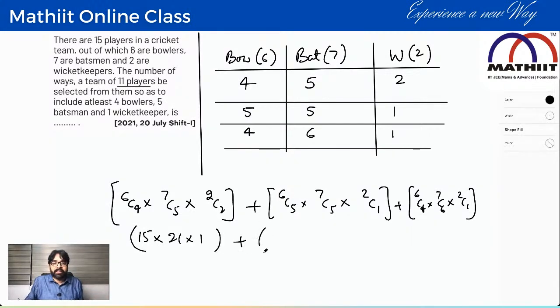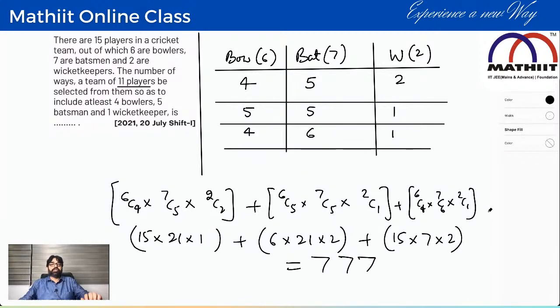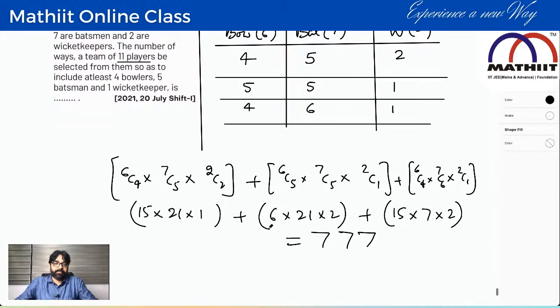This value plus this will be 6 into 7C5, which is 7C2, which is 21, into 2, plus 6C4, same as 6C2, is equal to 15, into 7C6, which is the same as 7C1, and that is 7 into 2. If I am not making a calculation mistake, this should give the answer 777. Right? Making cases is very important. You should know how to make cases.